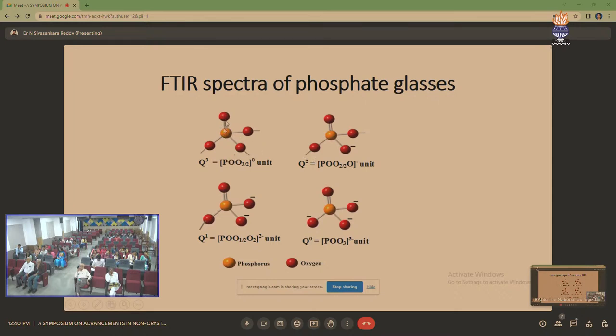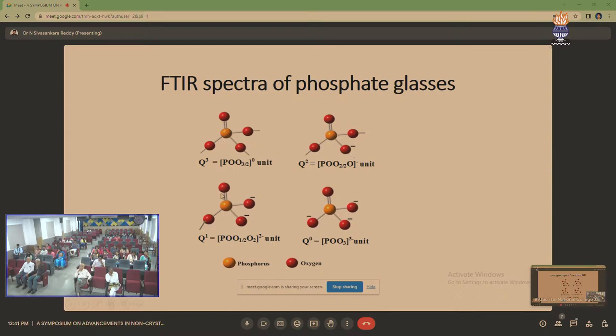As this structure undergoes modification, it will get further modified into the Q2 unit. Here, this structural unit of the phosphate has two bridging oxygens. Why? Because of the modification, one oxygen, which I'm indicating here, became a non-bridging oxygen. It is not going to form a bridge, so it will degrade the phosphate network.